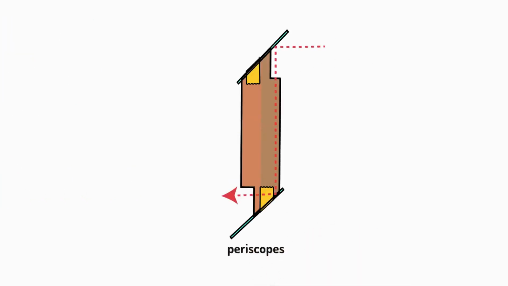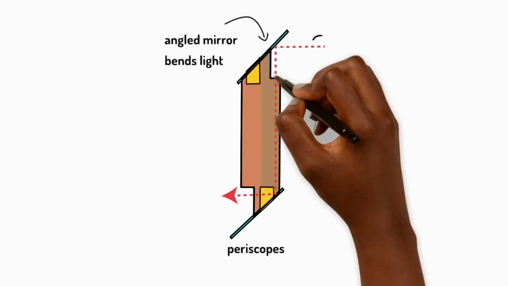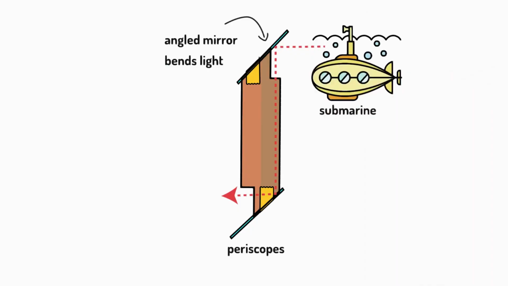Periscopes are special pieces of equipment that have mirrors inside them that are set at an angle. This bends the light and allows us to see around corners, above the water level like in a submarine, or around obstacles.